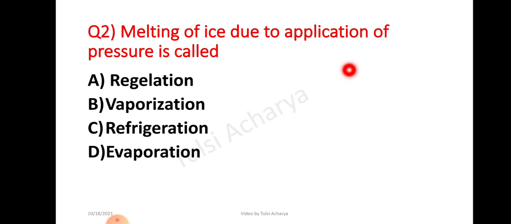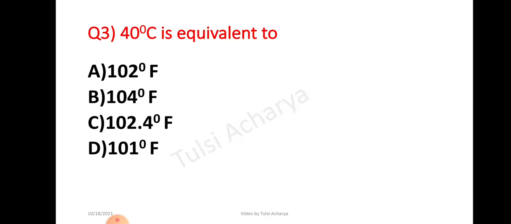Melting of ice due to application of pressure is. By applying pressure, if we melt ice, such a process is called regelation, option choice A. Now let's move to question number 3.